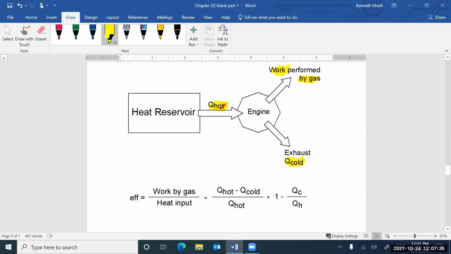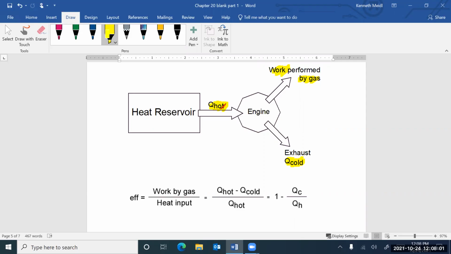Okay, how efficient is the engine? This probably makes sense here to you. Efficiency is the work done by the gas, that arrow going up to the right there, divided by the heat that you put in. So you put in 1,000 joules, and let's say you get 600 joules of work out. Well, 600 divided by 1,000 is 0.6. That's a 60% efficient engine.